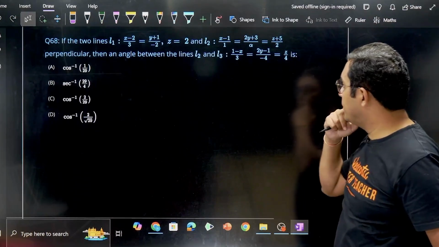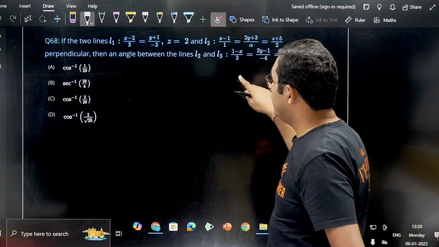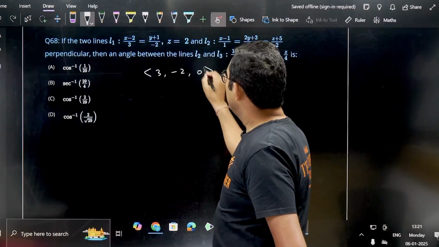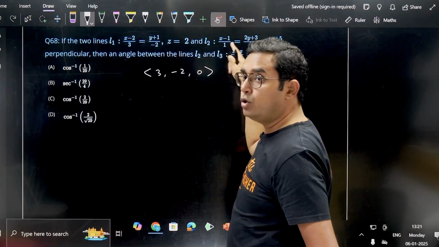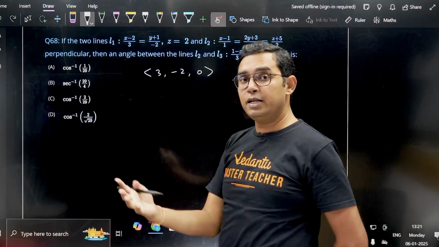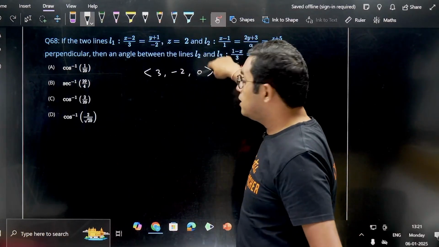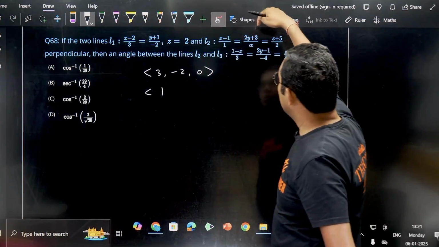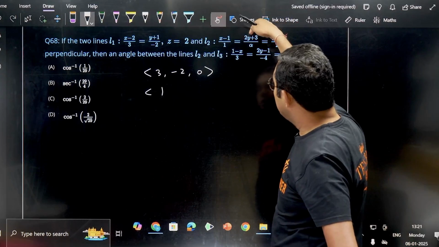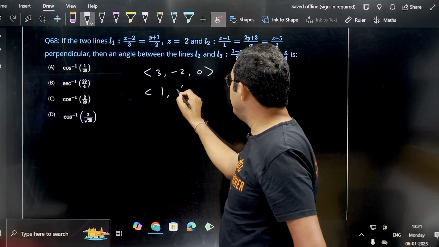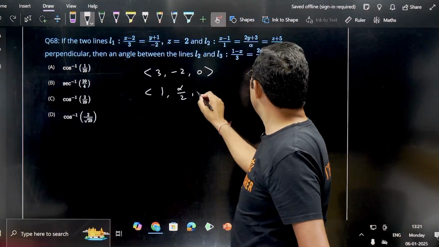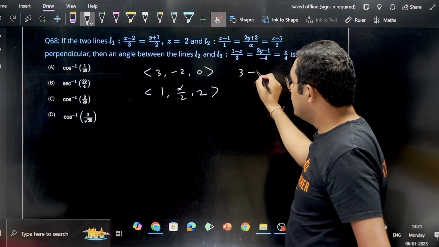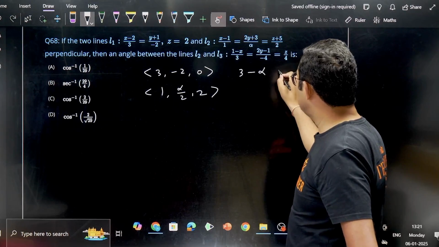Two lines are perpendicular. Okay. So those two lines are perpendicular. Let us write their direction ratios. 3, minus 2 and 0. Whenever we are writing like this, comma z equal to 2, this means this is equal to z minus 2 upon 0. So the third direction ratio will be 0. For the second line, it is 1. And please notice the coefficient of y is 2. So I have to bring this 2 down. So its direction ratio will be alpha by 2. And similarly here it will be 2. Now these two are perpendicular, which means their dot product, 3 minus alpha plus 0, equals 0.